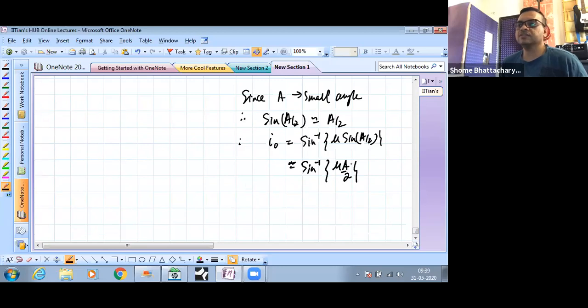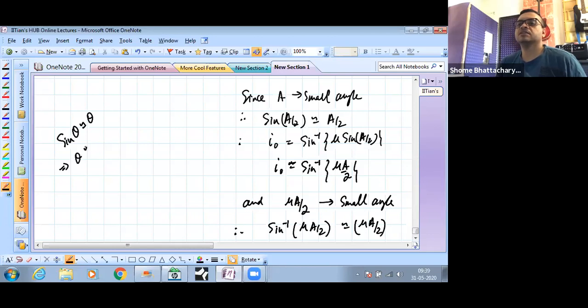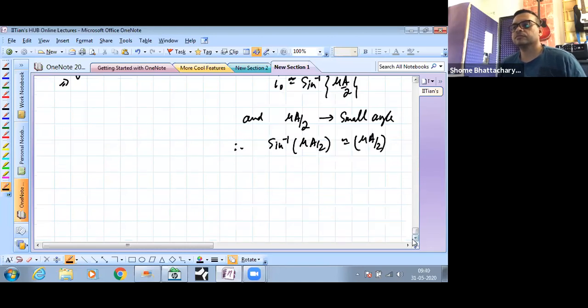And then this itself is a small angle. Okay. And mu A by 2 itself is a small angle. Therefore, sine inverse of mu A by 2 is approximately mu A by 2. It's the same thing as saying that sine theta is approximately theta, implies that theta is approximately sine inverse theta. The same thing. So I naught is approximately mu A by 2.